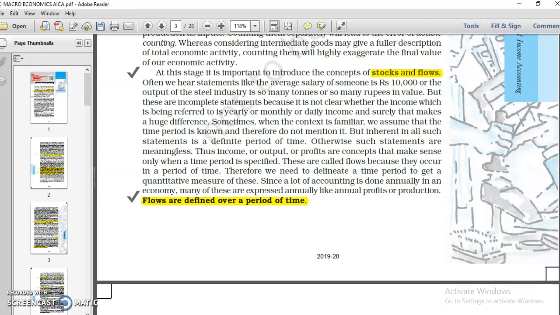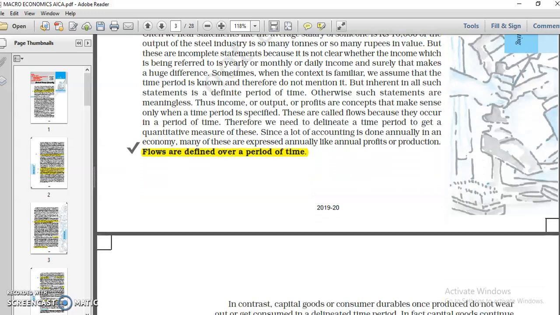You can take the example of your profit and loss account. You are preparing your P&L account for one accounting year, let's say from 1st April to 31st March. It means in that year you are checking your P&L account for a period of time, because you have taken your period from 1st April to 31st March.